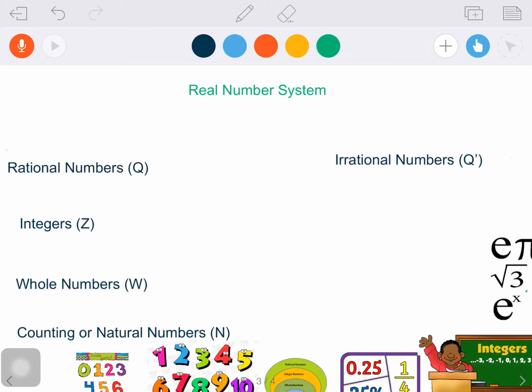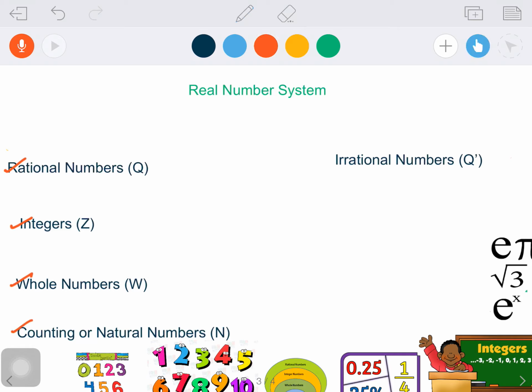Right, hello everyone. So again, we have our video here, and for this video we are going to discuss the real number system. As you can see, I have the following sets here under the real number system. We have the rational numbers, integers, whole numbers, and counting or natural numbers.